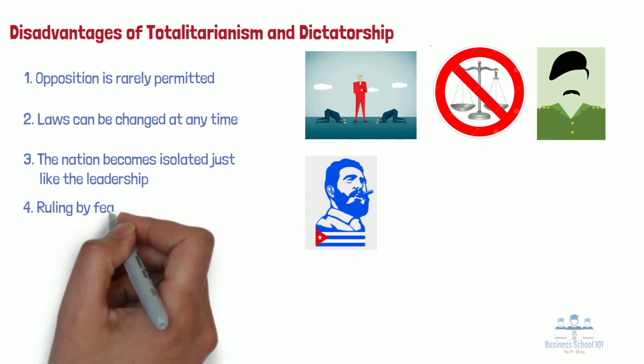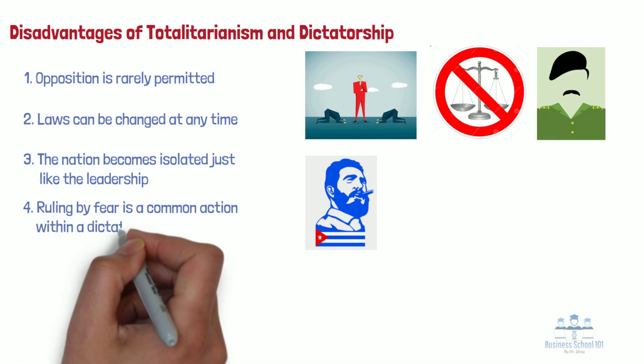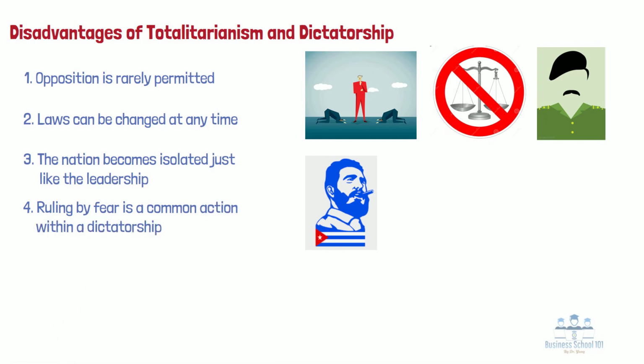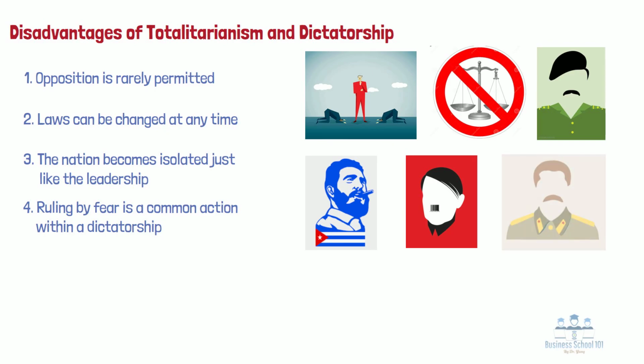Number 4. Ruling by fear is a common action within a dictatorship. Based on many historians' studies, Adolf Hitler is believed to have killed a total of 18 million people in a quest to achieve his vision of perfection. Joseph Stalin is also credited with killing around 40 million people during his reign.